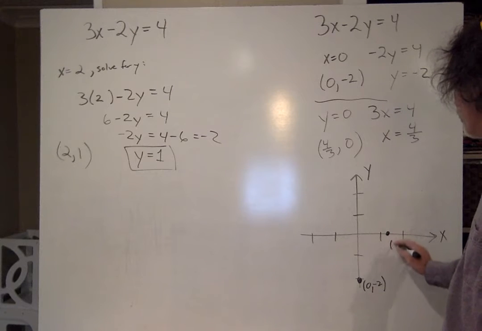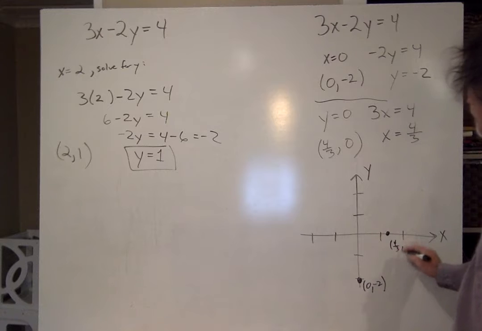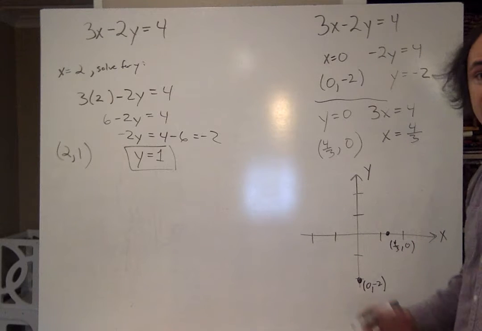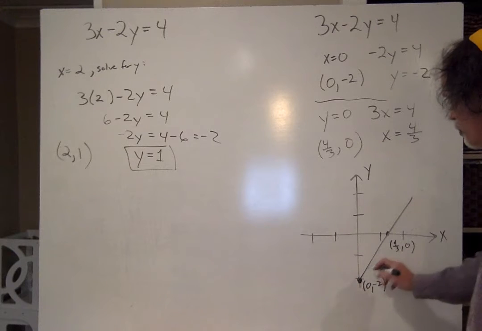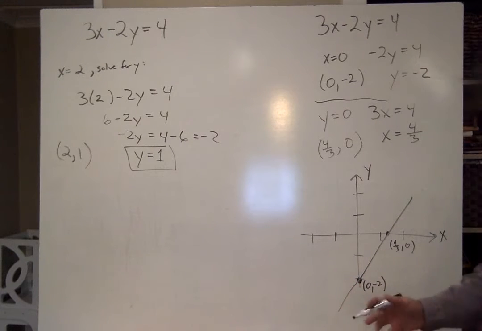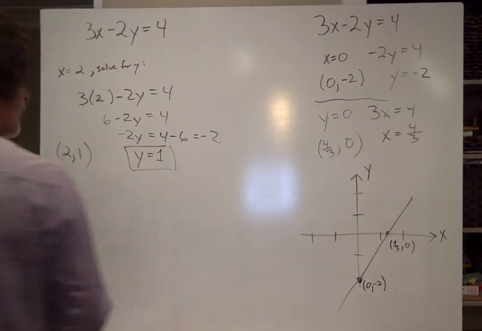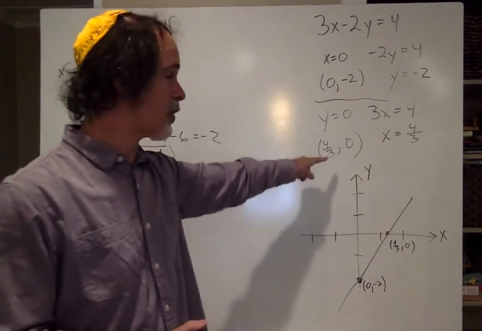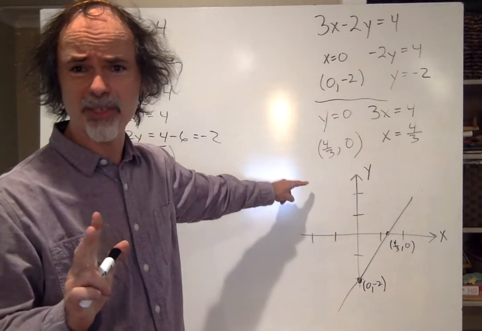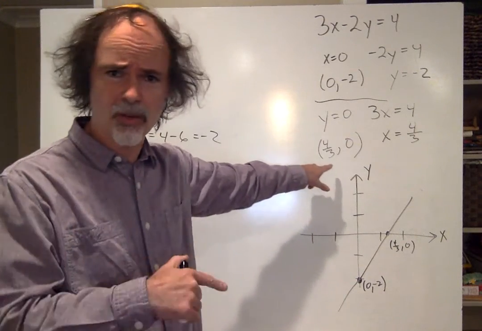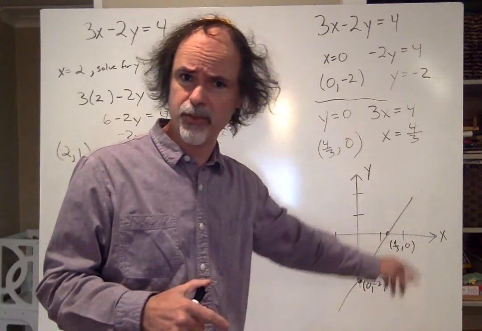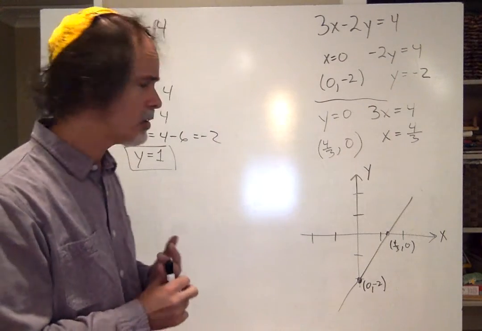So that's the point 4/3, comma, 0. And now I've got 2 points. I just play connect the dots, just like I did before. Zoop, zoop. There, I graphed the line. That's it. Now, you can do it either way. It doesn't matter. You don't have to pick 0 for x and 0 for y. And remember, when you do 0 for y, you're going to solve for x, so you have to kind of do that one backwards.